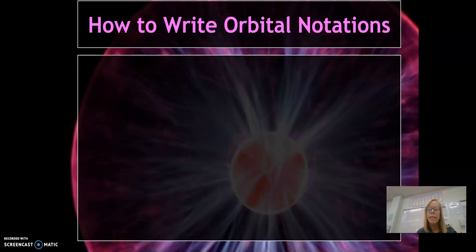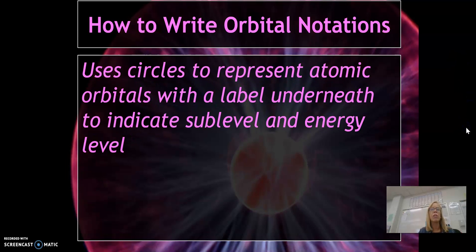Hey guys, today I want to talk to you about orbital notations, and then in a separate video I'll tell you about electron dot notations. In your notes, we're on the part that we skipped right after electron configuration, right before we did noble gases and stuff. So it's just a small portion of that. So, orbital notations.